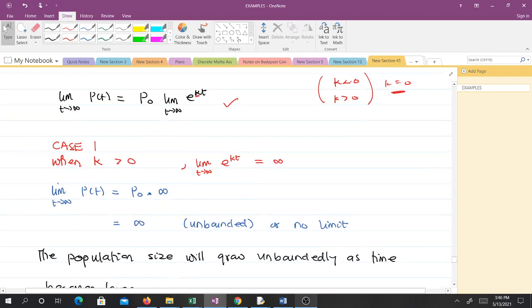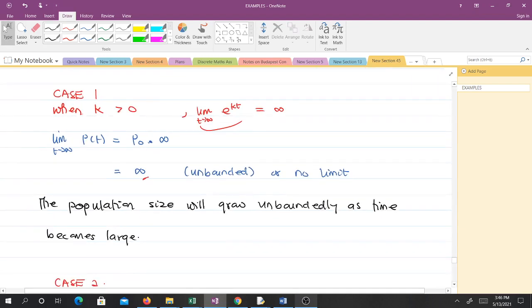Okay, so case 1 is when k is greater than 0. So when k is greater than 0, this here will give us infinity. So that means that the limit as t approaches infinity of p of t will be equal to p naught times infinity, and any positive number times infinity is infinity. So that means the population will be unbounded, or the population will grow with no limits. Okay, so the interpretation of this case is that the population size will grow unboundedly as time becomes large.